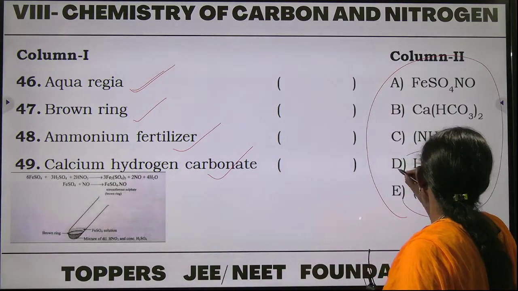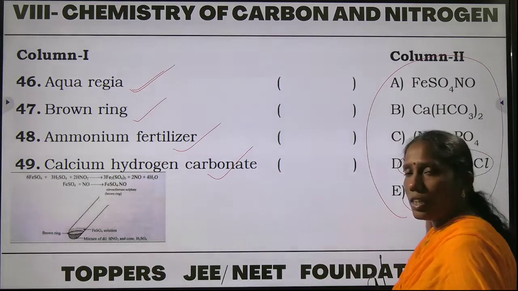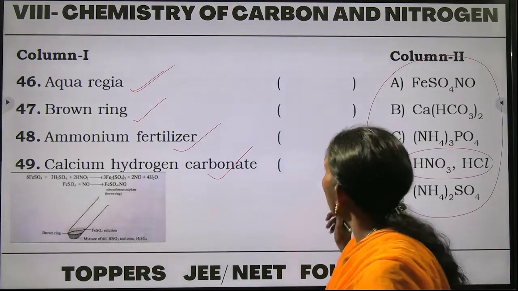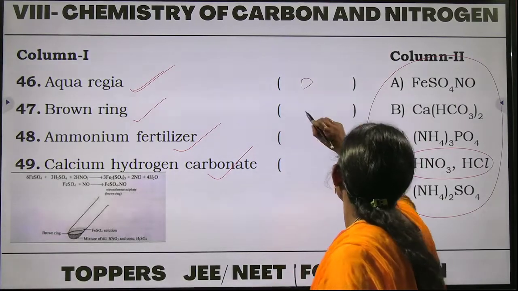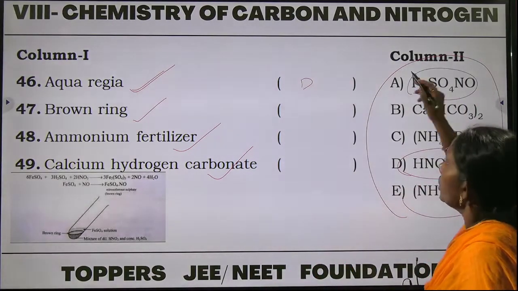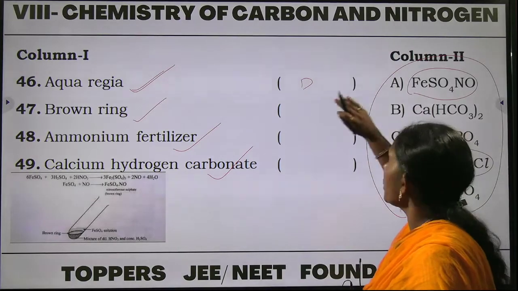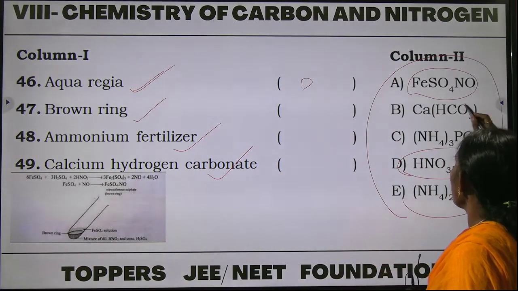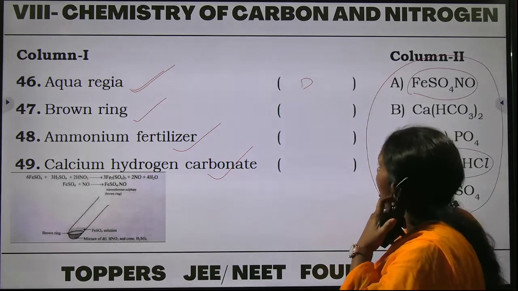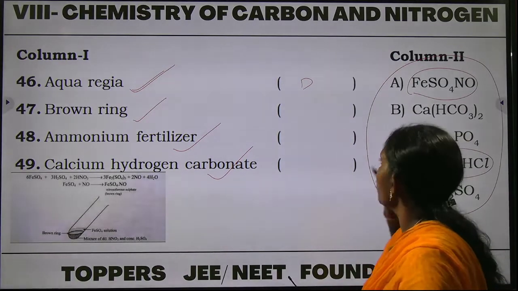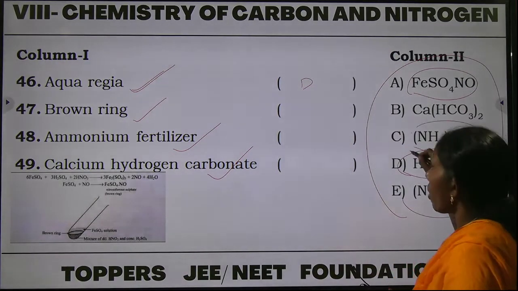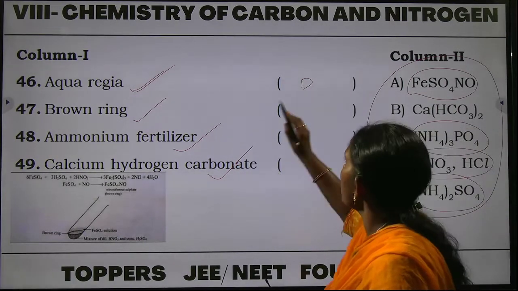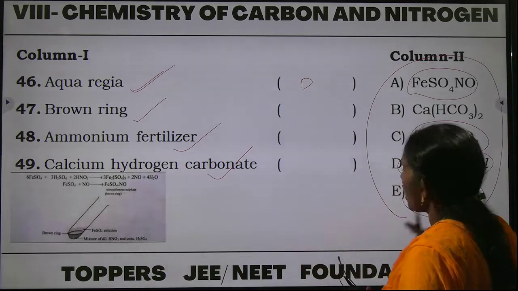See, in the D option we have HNO3 and HCl. This is the combination of aqua regia. So aqua regia means D option. FeSO4.NO, aqua regia is not at all related to that, and Ca(HCO3)2, calcium hydrogen carbonate, is also not related to aqua regia. Ammonium phosphate, no, ammonium sulfate, no. So for aqua regia only D option is correct.